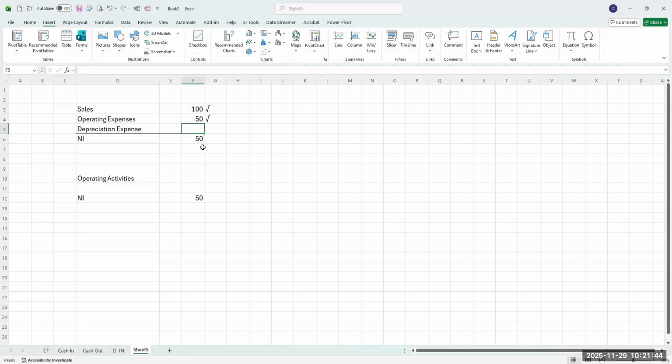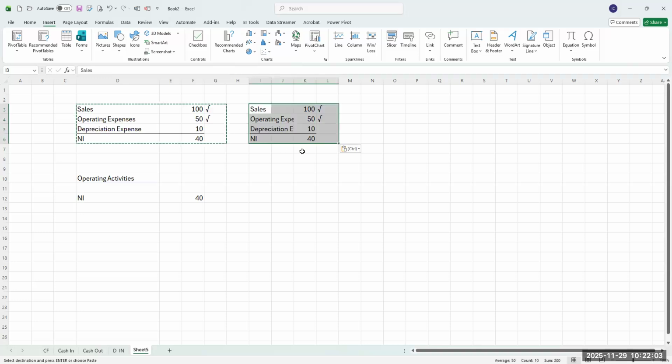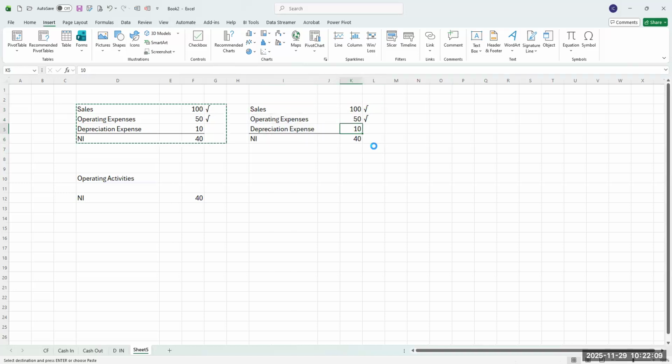Can you guys see it? This is with depreciation expense. This is without. What's happened with the income? Going up or going down? Let's copy it here so you can actually see it. If I don't have the depreciation expense, what's happened with my net income? Is it going up or going down?